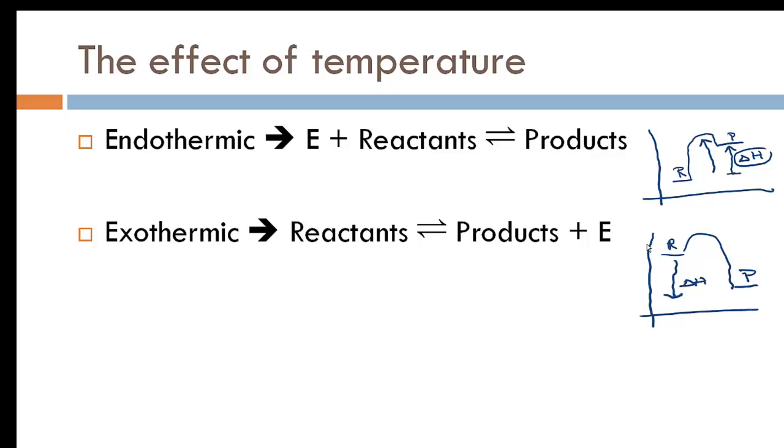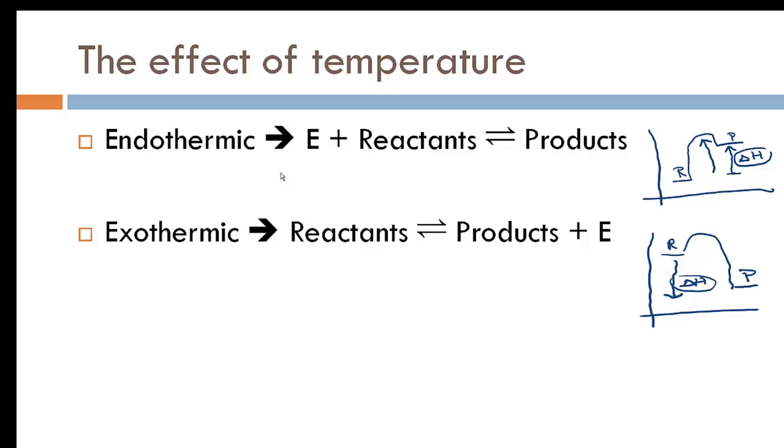And we think of the energy as a necessary part of the reaction because this is the energy it has to leave in order to form the products. So I can get more products in an endothermic reaction by adding energy, but in an exothermic reaction, I have to remove energy to get more products.